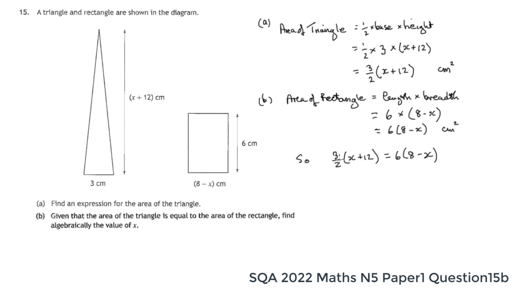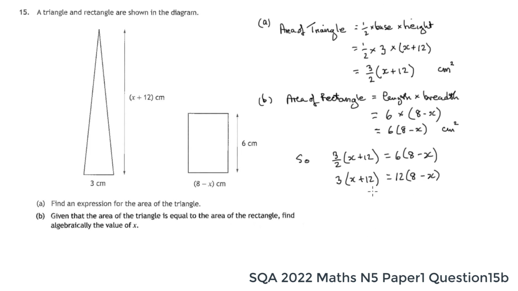Now, why I've written this as 3 divided by 2, it's easier to double both sides. We're in an equation, so we do the same to both sides. Double both sides. That'll get rid of this divide by 2, and we'll be left with 3 lots of x plus 12. If we've doubled the left-hand side, we must double the right-hand side. We've got 6 lots of 8 minus x. We'll now have 12 lots of 8 minus x.